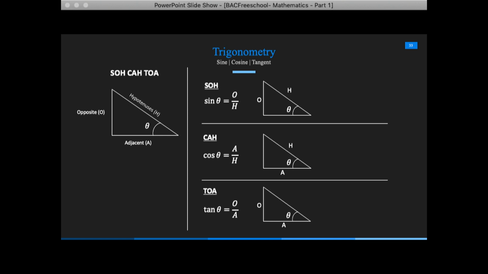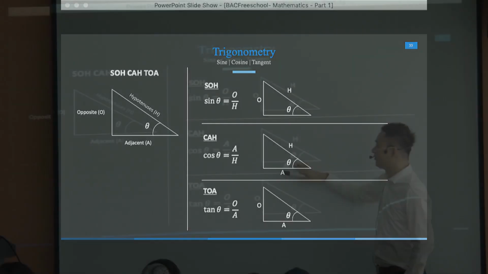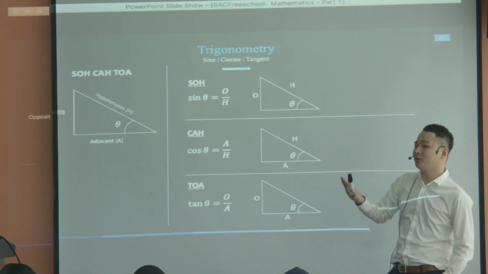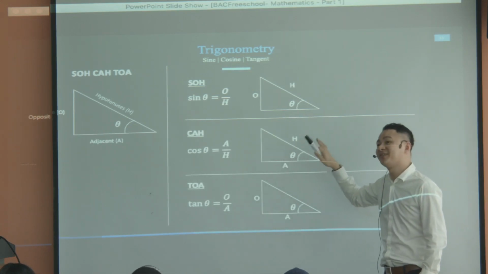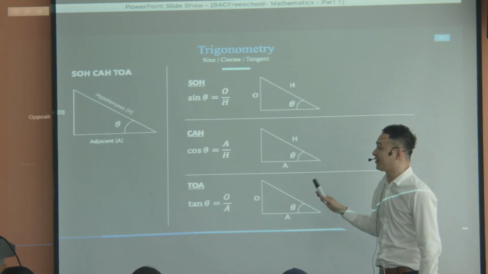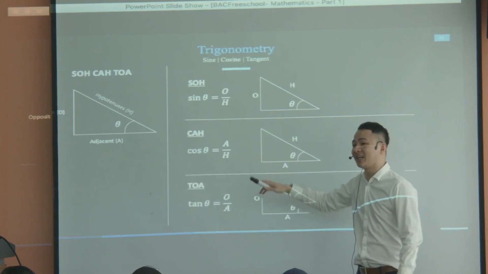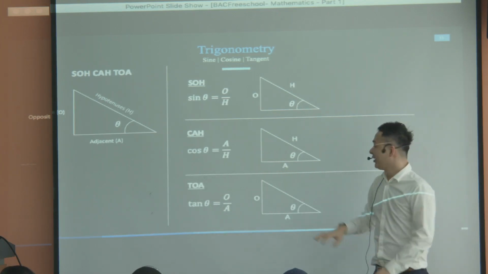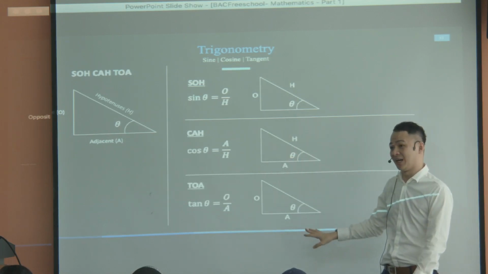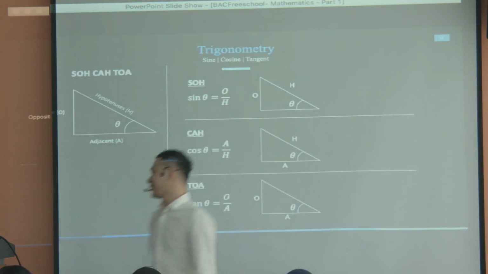But what I want to say is that the SOH CAH TOA here, which is the basic formula for sine, cos, and tangent, can only apply to a triangle which has a 90 degree angle. If my triangle doesn't have a 90 degree angle, I cannot use any of this SOH CAH TOA. Okay, I give you some example here.